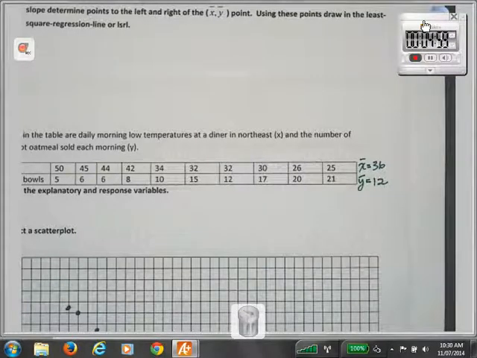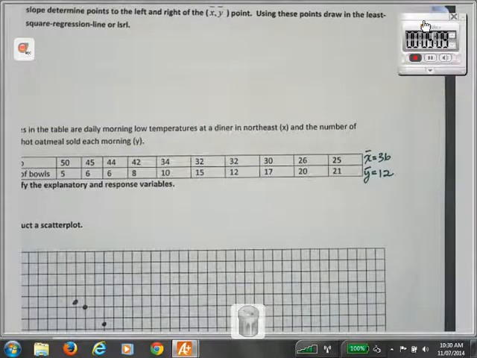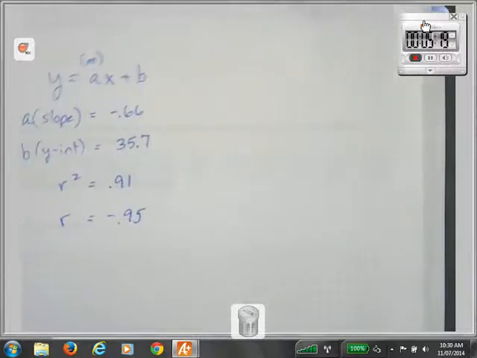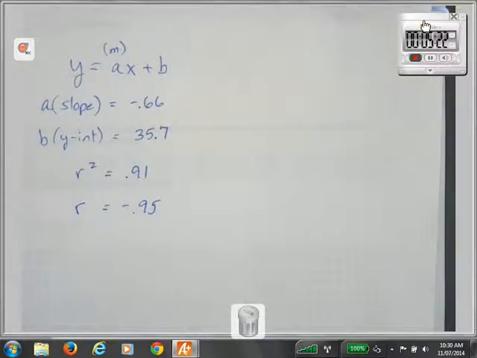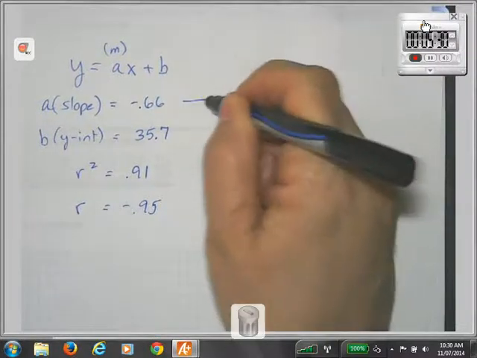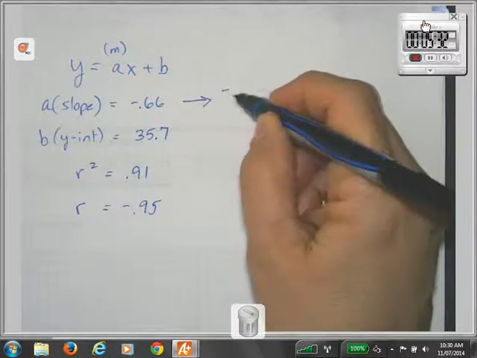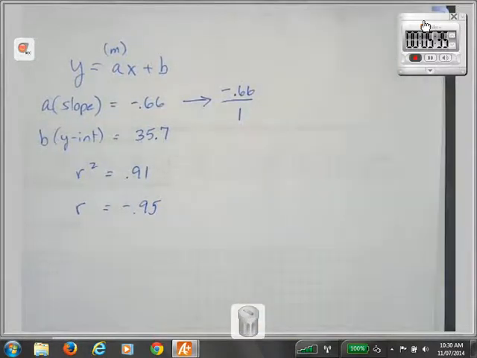So we do have the difficulty of our slope not being a simple slope, like 2/3 or something. Does anybody have that information written down somewhere? What the slope of this line is? Yes, it's negative 0.66. Okay, so this is the information that came off the graphing calculator when you did your linear regression. So we've taken this and turned it into a fraction, negative 0.66 over 1, so that we have a rise over run.